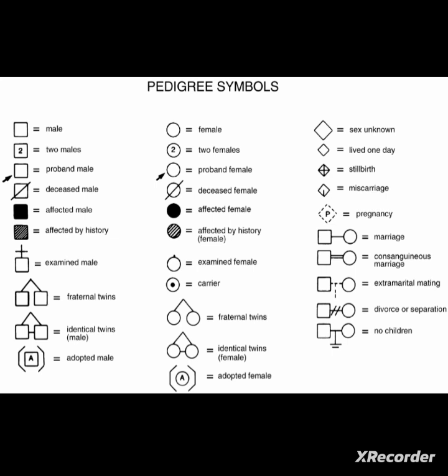A miscarriage is represented by a triangle. Then stillbirth, a diamond shape with a cross sign. Then pregnancy, that is a dotted diamond that indicates pregnancy.